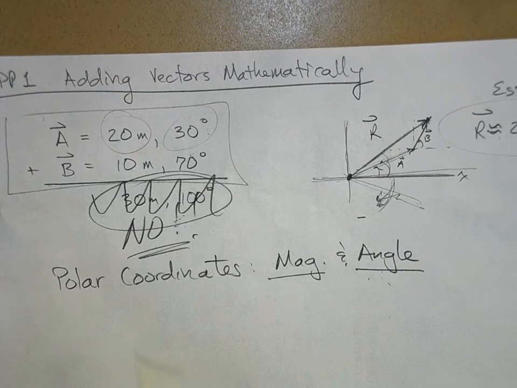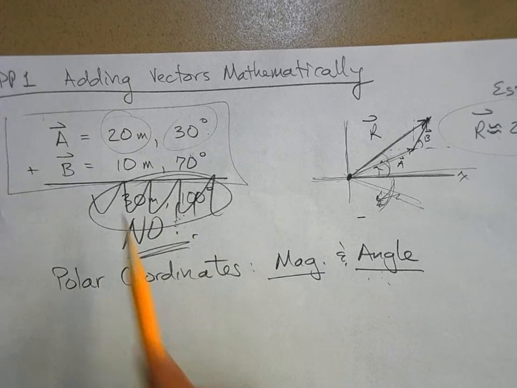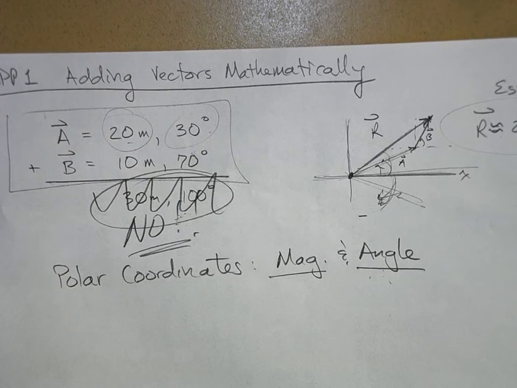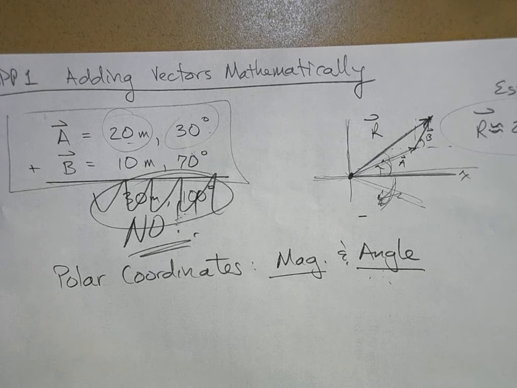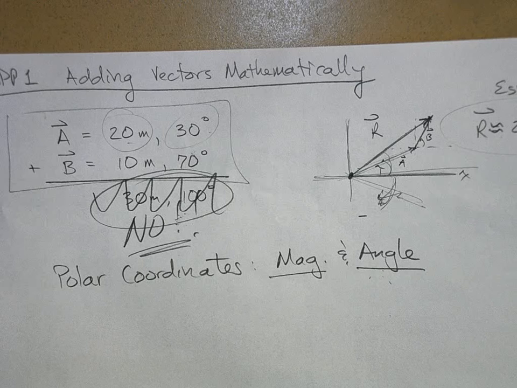So, I'm going to give you vectors to add together, and I'm going to give them to you in polar coordinates, and you have to add them together mathematically. So what do you have to do? In order to add them mathematically, you must convert them to rectangular coordinates. Yeah, and the irony is we're going to make a triangle out of it.